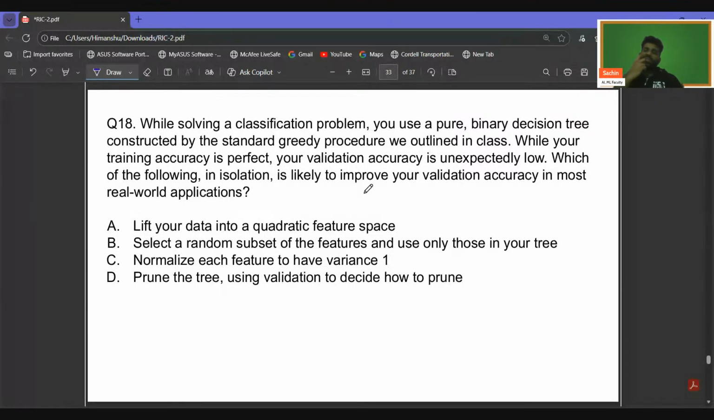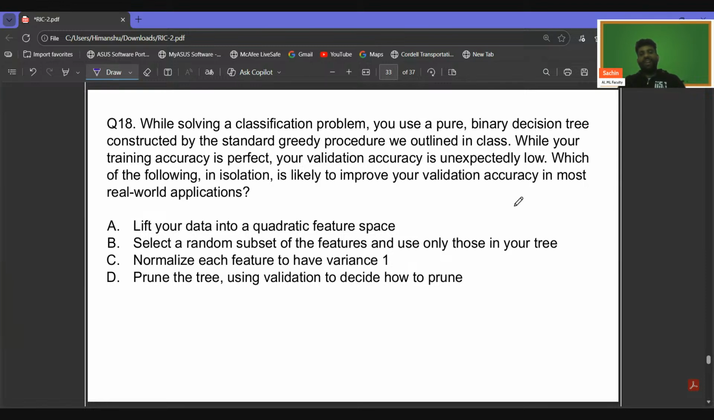Another good question. While solving a classification problem, you use a pure binary decision tree constructed by the standard greedy procedure. Okay, so I guess this is taken from the class. You must have not attended because it's the rank improvement course over here. This actually belongs to one of the university questions. Okay, so there also it was like this.